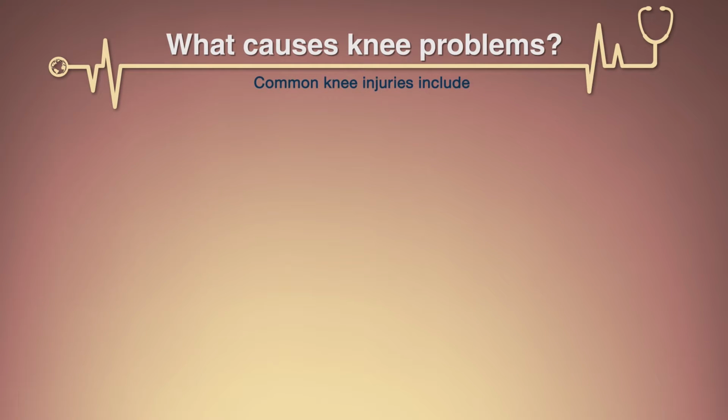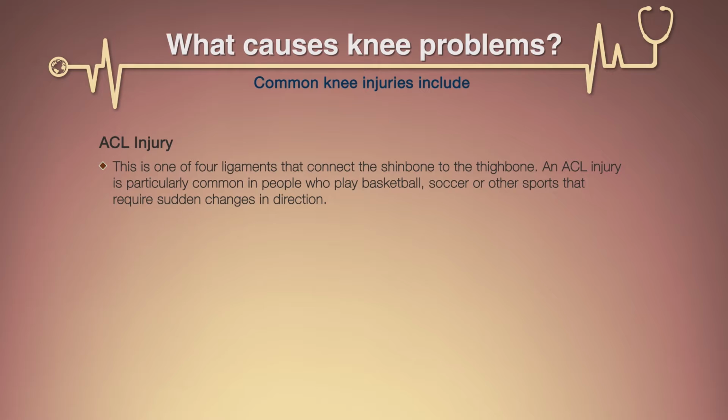Some of the more common knee injuries include ACL injury. An ACL injury is the tearing of the anterior cruciate ligament, or ACL. This is one of 4 ligaments that connect the shin bone to the thigh bone. An ACL injury is particularly common in people who play basketball, soccer, or other sports that require sudden changes in direction.